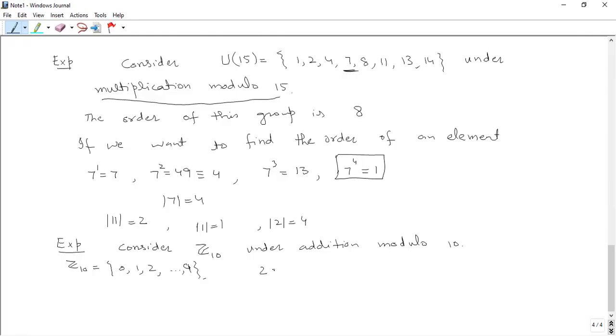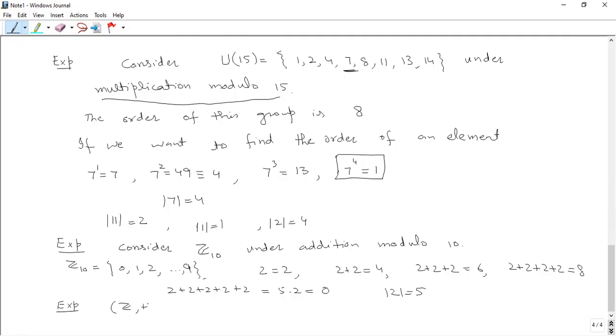So 2 is equal to 2, of course, but if we take 2 plus 2, that will be 4, and if we take 2 plus 2 plus 2, 6, 2 plus 2 plus 2 plus 2 is equal to 8, but in modulo 10, 2 plus 2 plus 2 plus 2 plus 2, which is equal to 5 times 2 is equal to 10, which is 0 in this class. So order of 2 is 5 in this particular group. And similarly, we can find the order of remaining elements. Okay. We have another example.